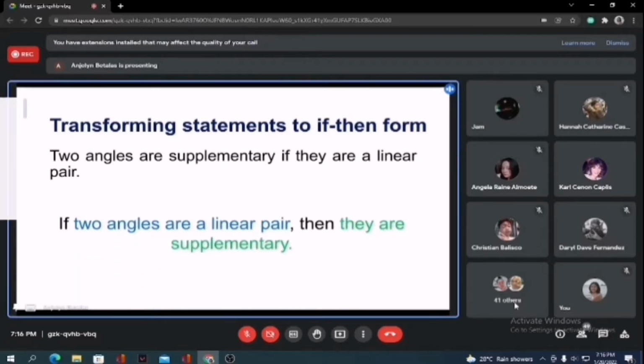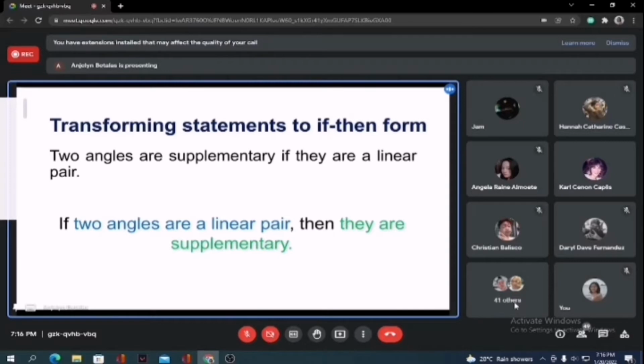As I've said, identify first the hypothesis. If they are a linear pair, they are referring to two angles. So if two angles form a linear pair, then they are supplementary. In the conclusion you are also referring to two angles. That's good.